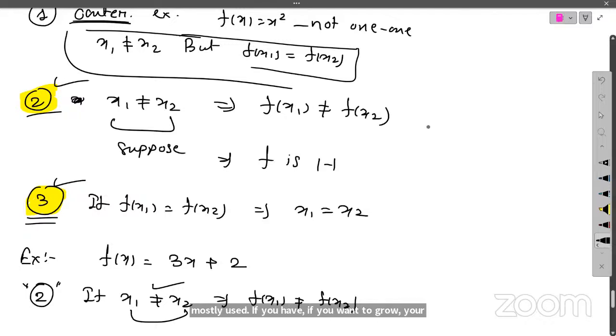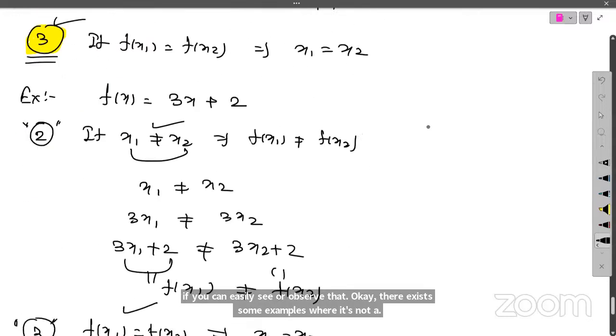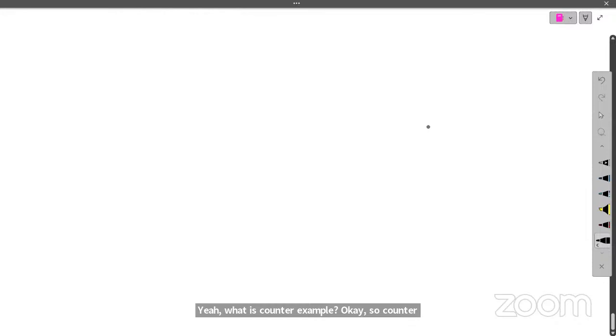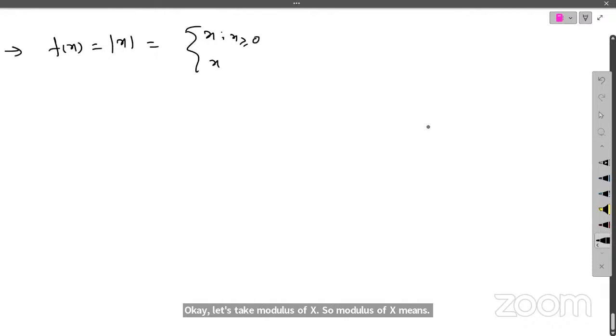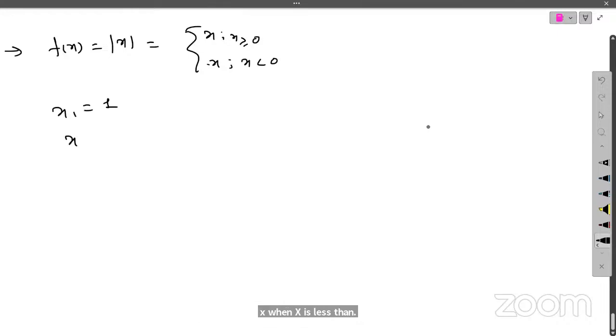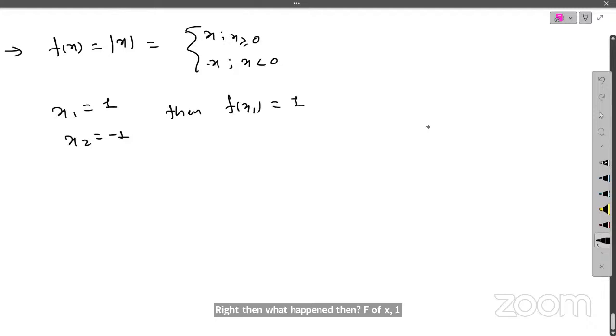And if you can easily observe that there exist some examples where it's not 1-1, what is a counter example? A counter example means, as we did with f of x is equal to x square. Let me take some other function. Suppose f of x is equal to, let's take the modulus of x. The modulus of x means it will be x when x is greater than or equal to 0, and it will be minus x when x is less than 0. So here you can take x1 is equal to 1 and x2 is equal to minus 1, right? Then f of x1 is equal to 1, because the modulus of 1 is 1. And f of x2 will be the modulus of minus 1, which is equal to 1 again.